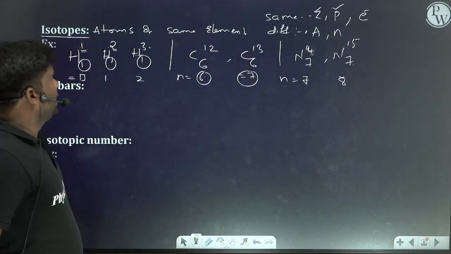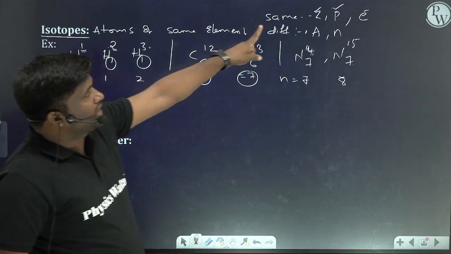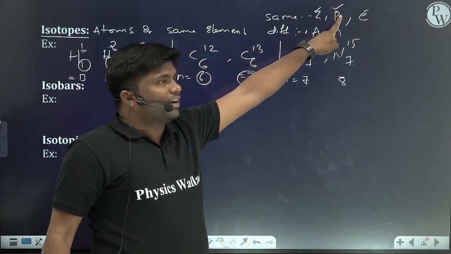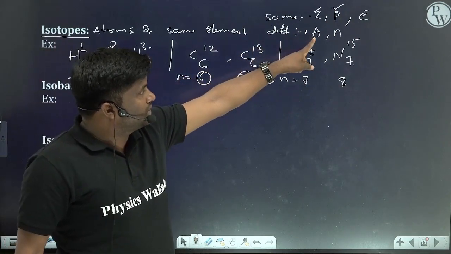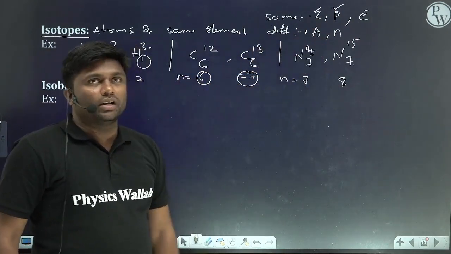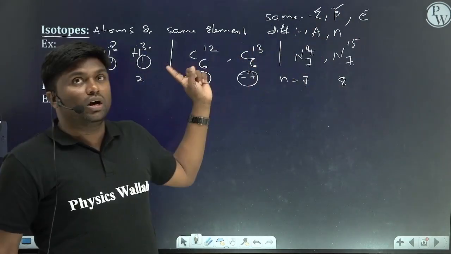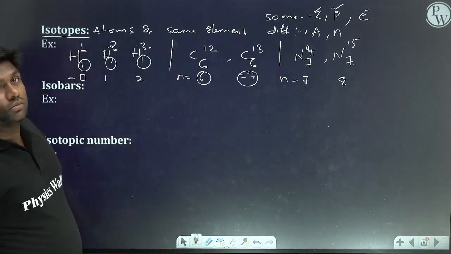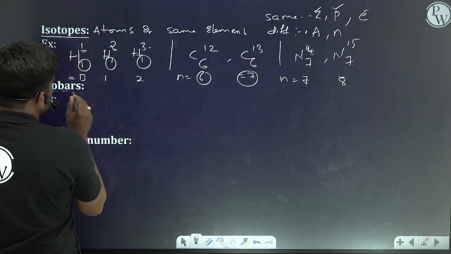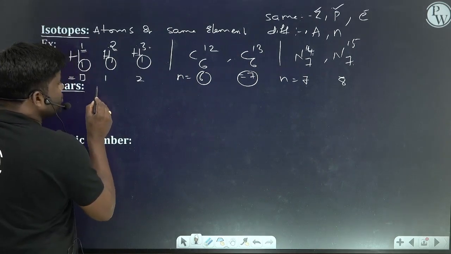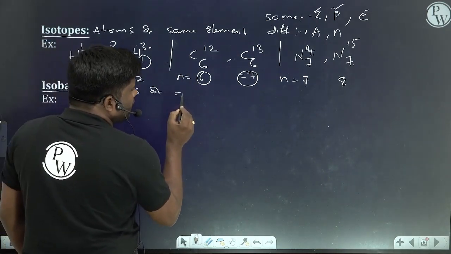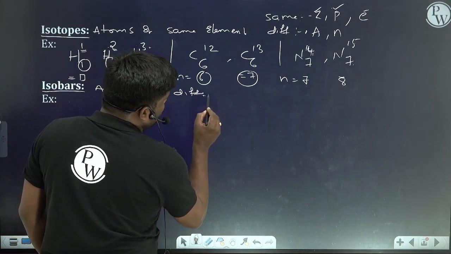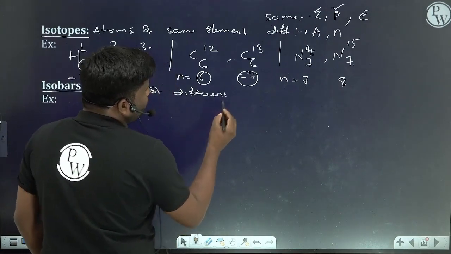Atoms of same element having same atomic number, or same number of protons, or same number of electrons, but different mass number and different number of neutrons. That kind of particles are called as what? They are called as isotopes. And isobars. Isobars are atoms of different element, not same element.